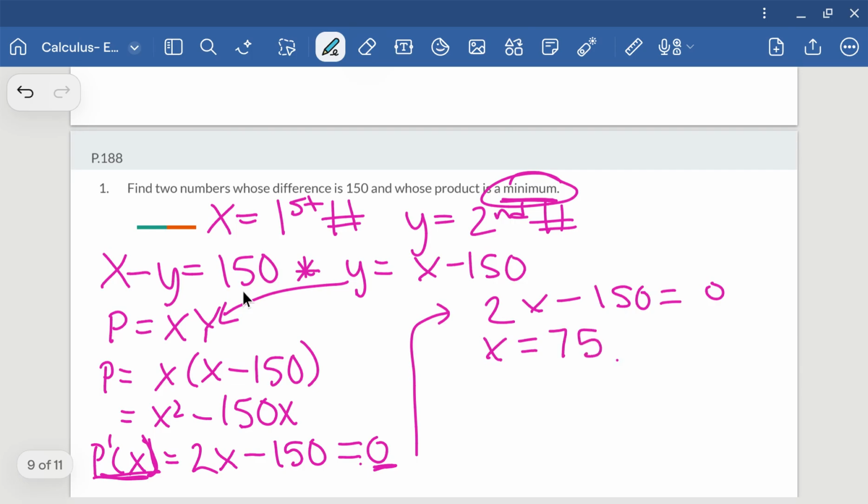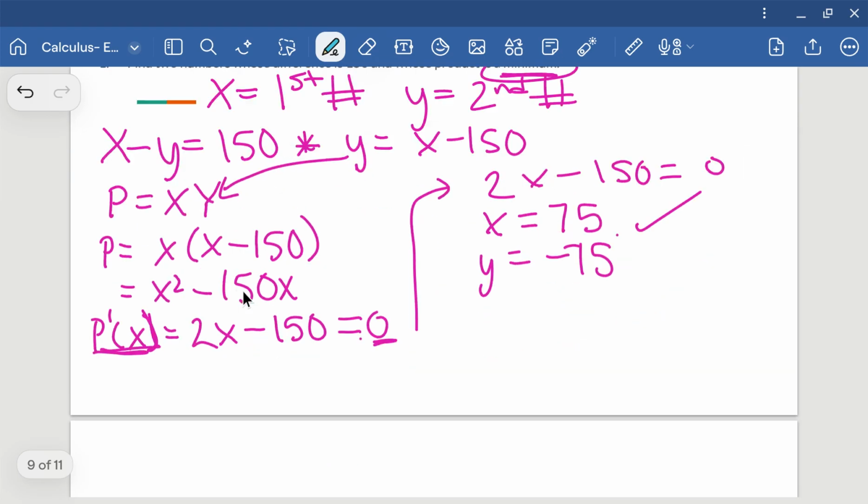Okay. Now, we could still do our sign chart to show that that's going to be a minimum, but it will be. And that means if x is 75, then y would have to equal negative 75. Oh, not 175. Negative 75 to make this equation work.